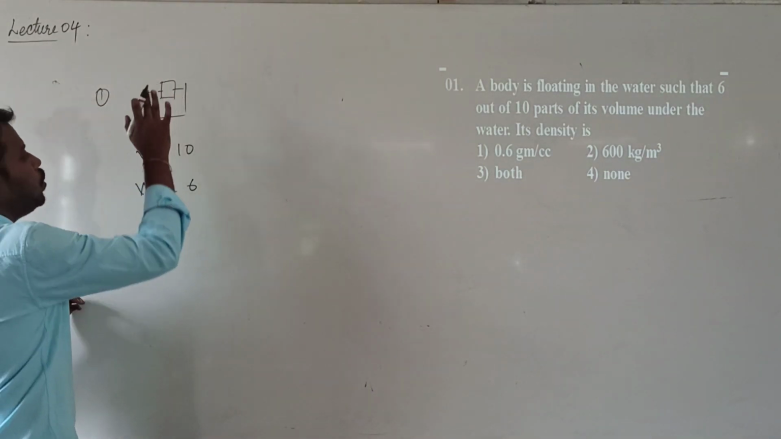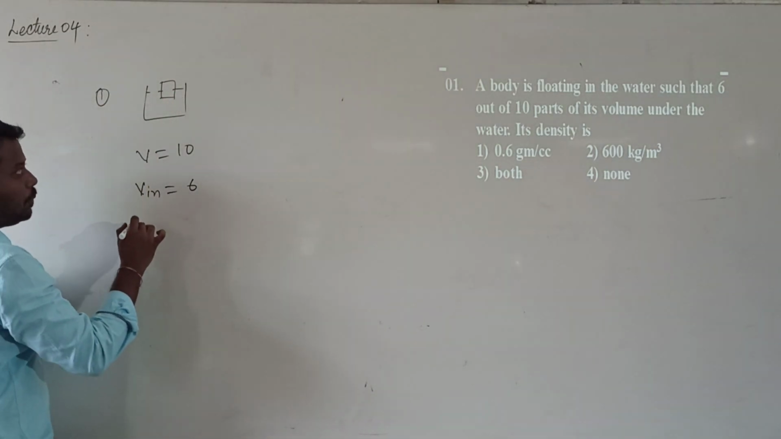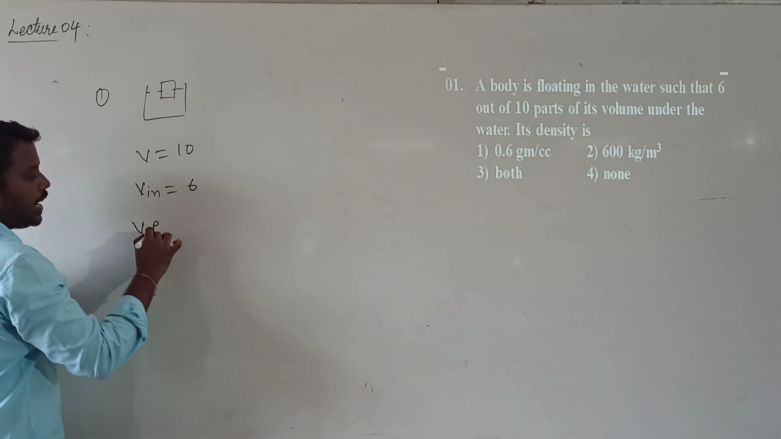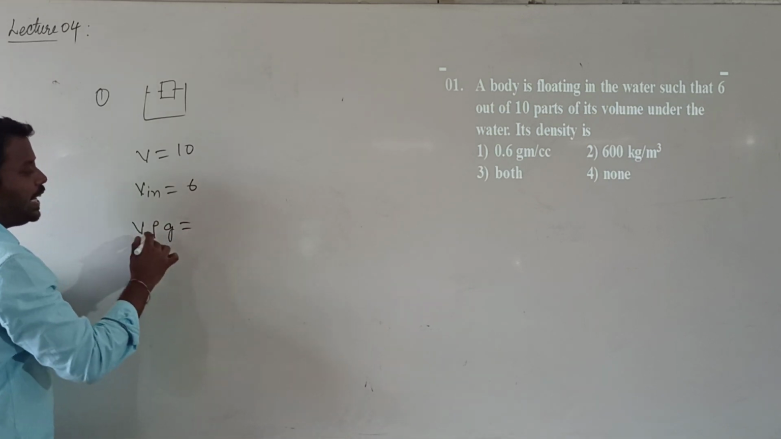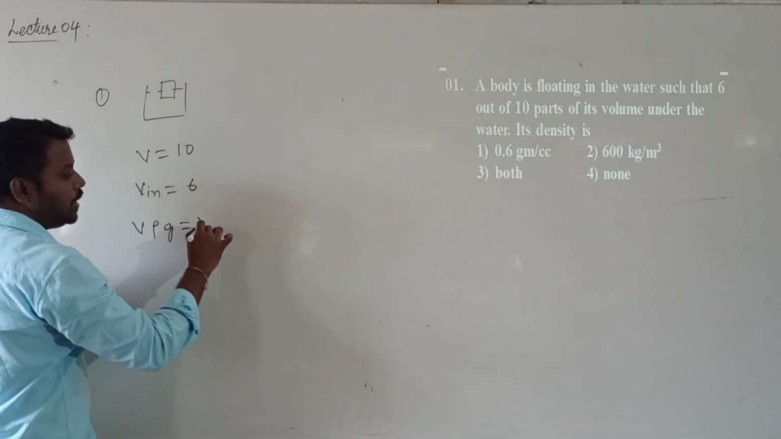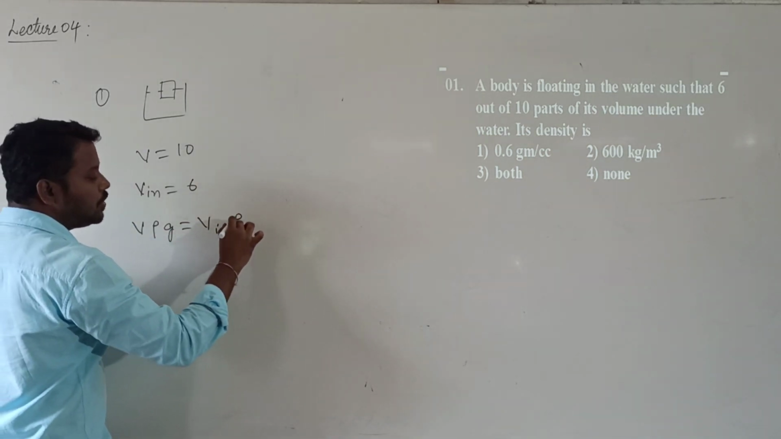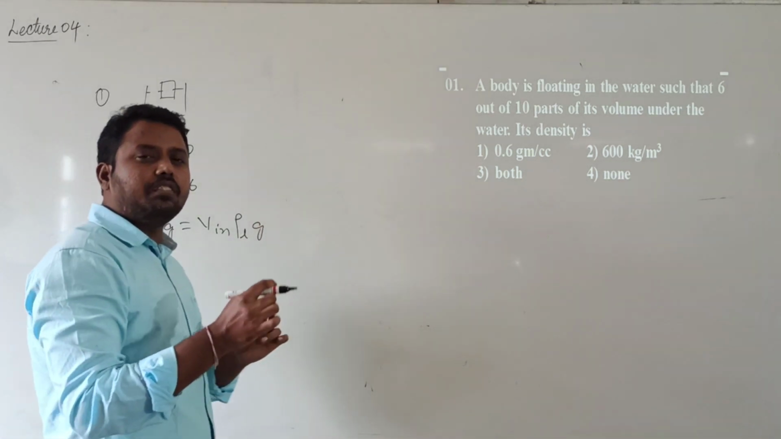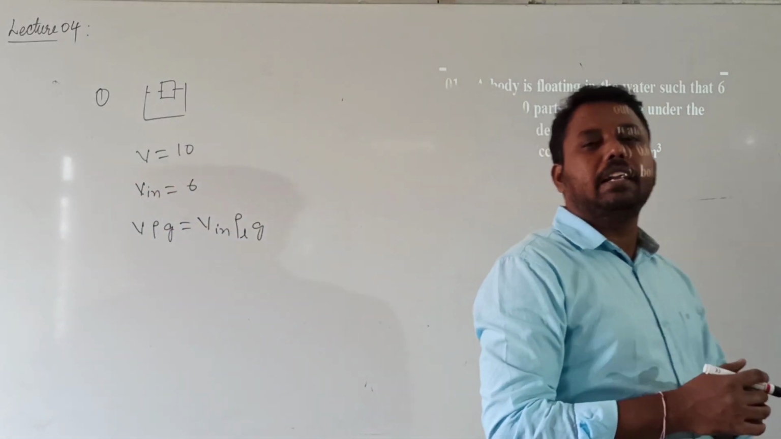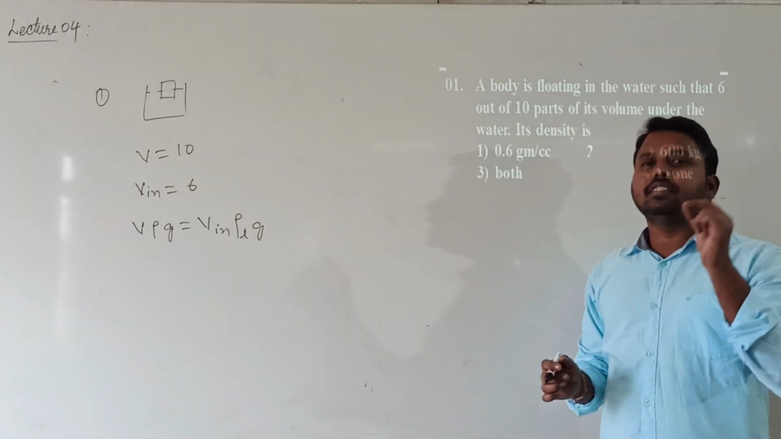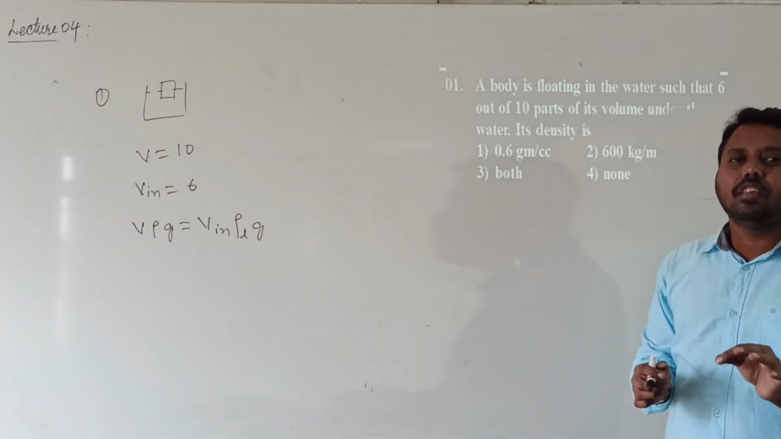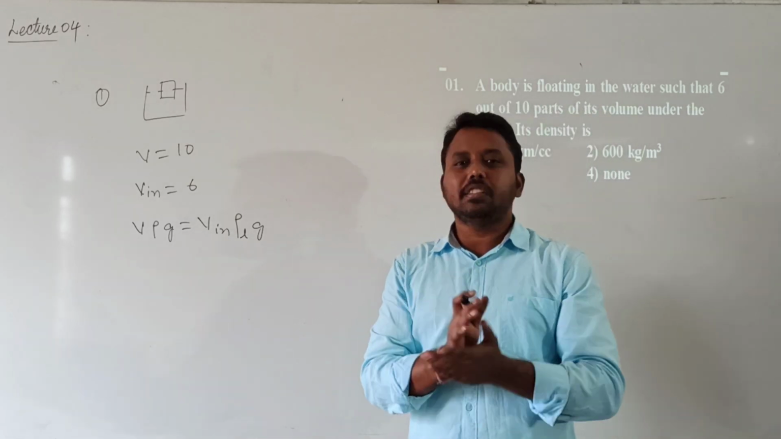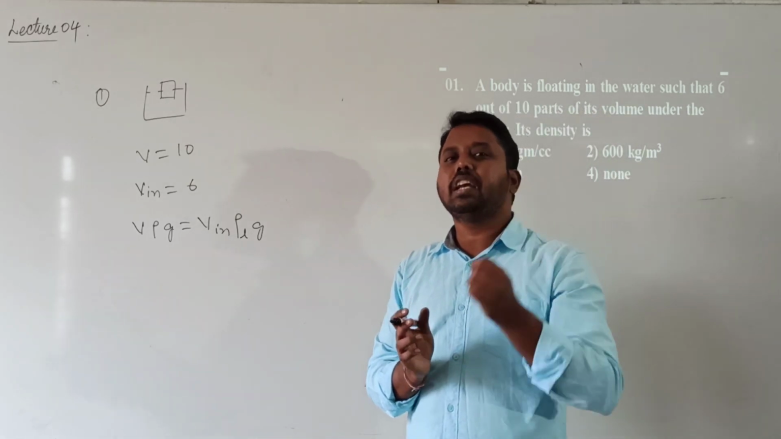So the body is floating. When the body is floating, what can we write? According to Archimedes principle, V into rho into G, that is the weight of the body, will be balanced by which force? Buoyant force, V into rho L into G. You should be somewhat careful while applying this Archimedes principle. In the subjective part we discuss clearly the buoyancy force, Archimedes principle and its applications, so you should go through it clearly.